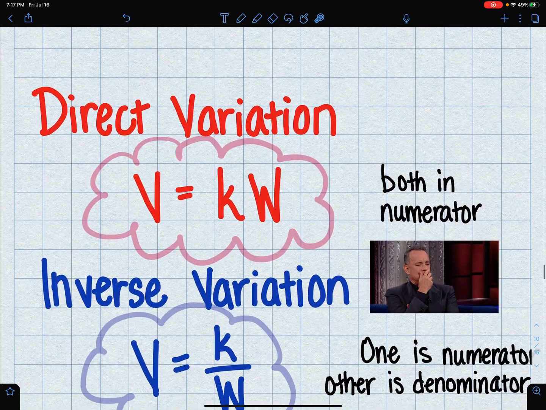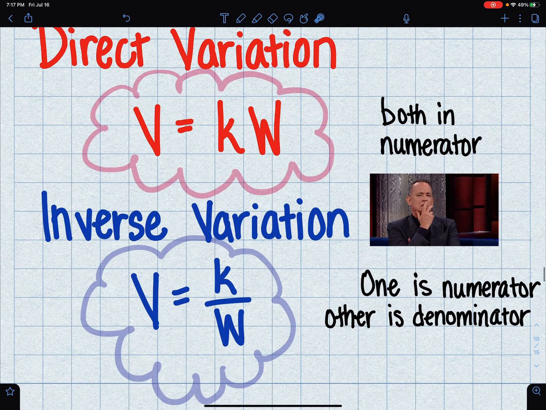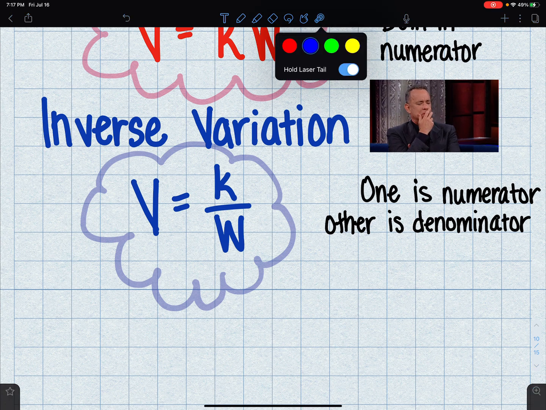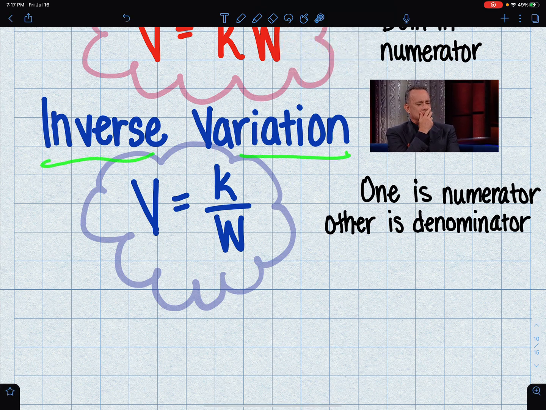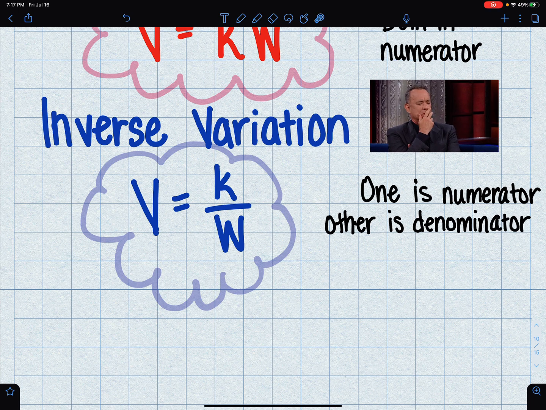Okay, so let's summarize. With direct variation, it's an equation that looks like this. Both variables are in the numerator. So if W goes up, V goes up. If W goes down, V goes down. With inverse variation, the equation is going to look like this. One is in the numerator, the other is in the denominator. I promise this is super useful for real life. So you definitely have to know this.